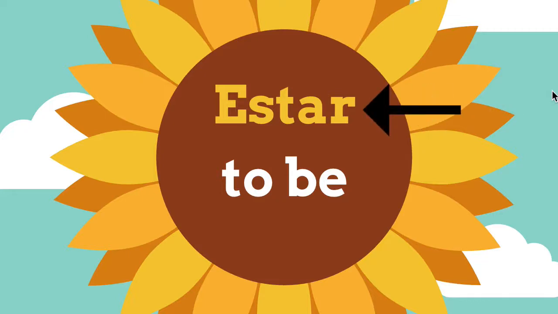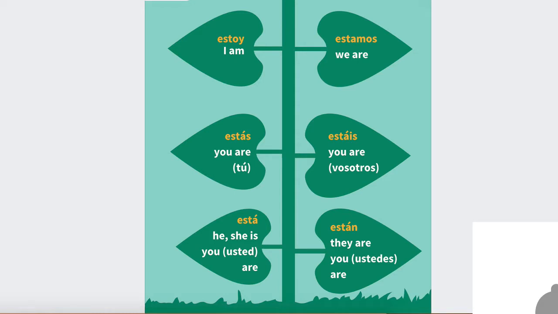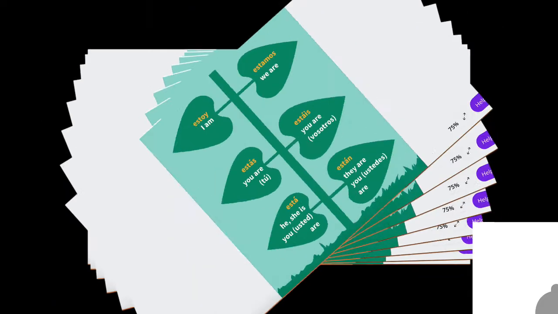Estar, to be in Spanish. In this video I will show you the individual parts of this irregular verb in the present tense in Spanish. Vámonos. I will now go through the present tense in its individual parts slowly and deliberately. Vámonos.